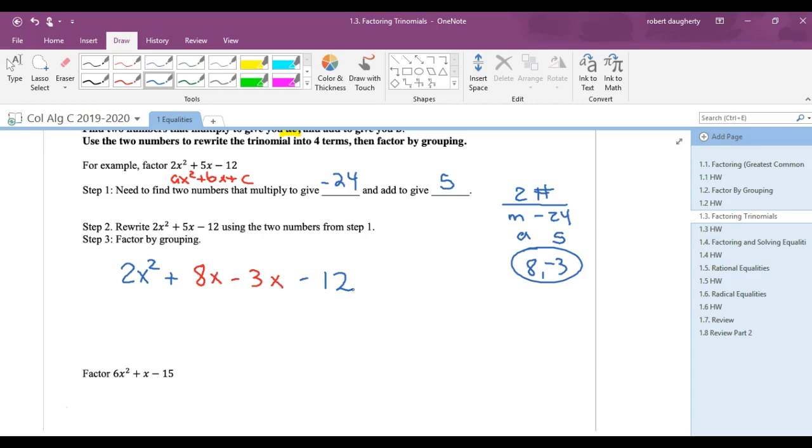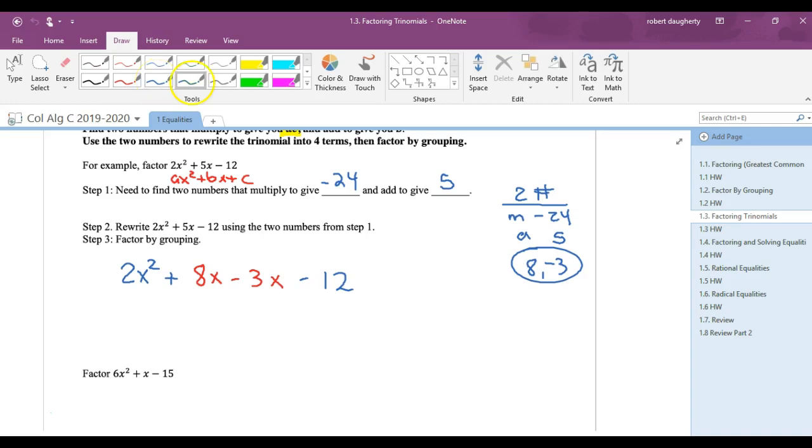So are these the same expressions? Yeah, all I did was rewrite 5x as 8x minus 3x. So this is 2x squared, and instead of writing 5x, I wrote 8x minus 3x minus 12. How many terms do you see here? 4. What's the only method we have for factoring something with 4 terms? Grouping. So by doing this exercise, this is guaranteed to factor by grouping.